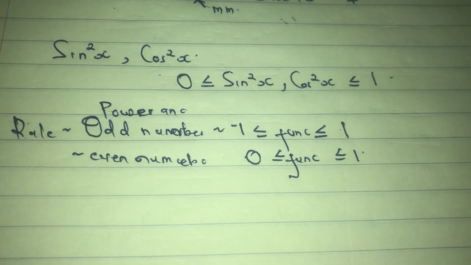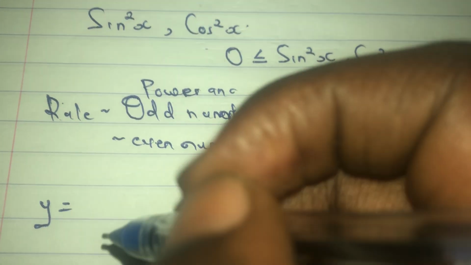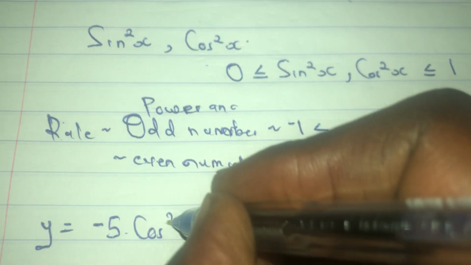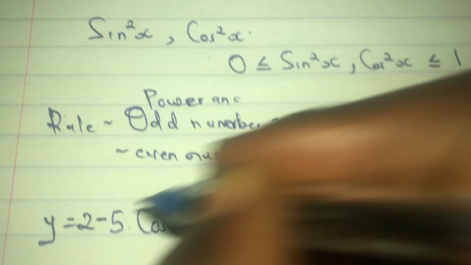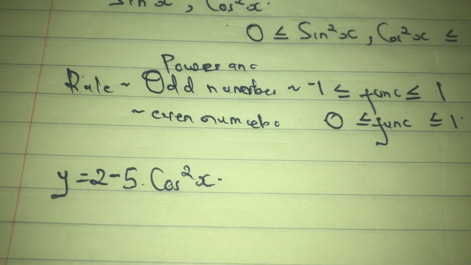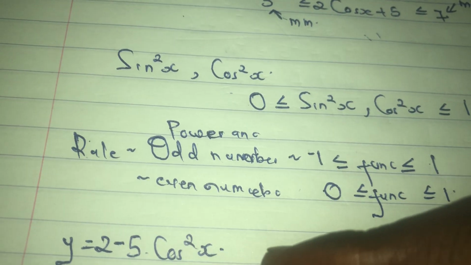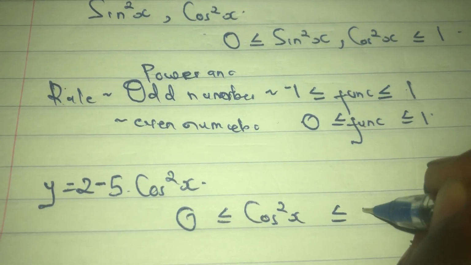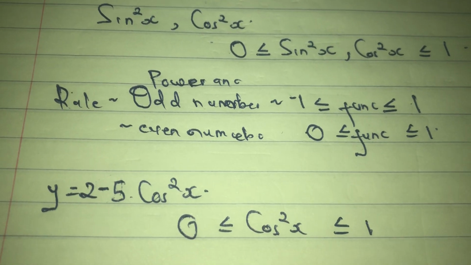An example of this: if we are given a function, find the maximum and minimum value of the function y equals 2 minus 5 cos squared x. Are we together? So with this, we start. Remember, we said for squares, the range is 0 to 1. Are we together? But we have negative 5 cos squared x.